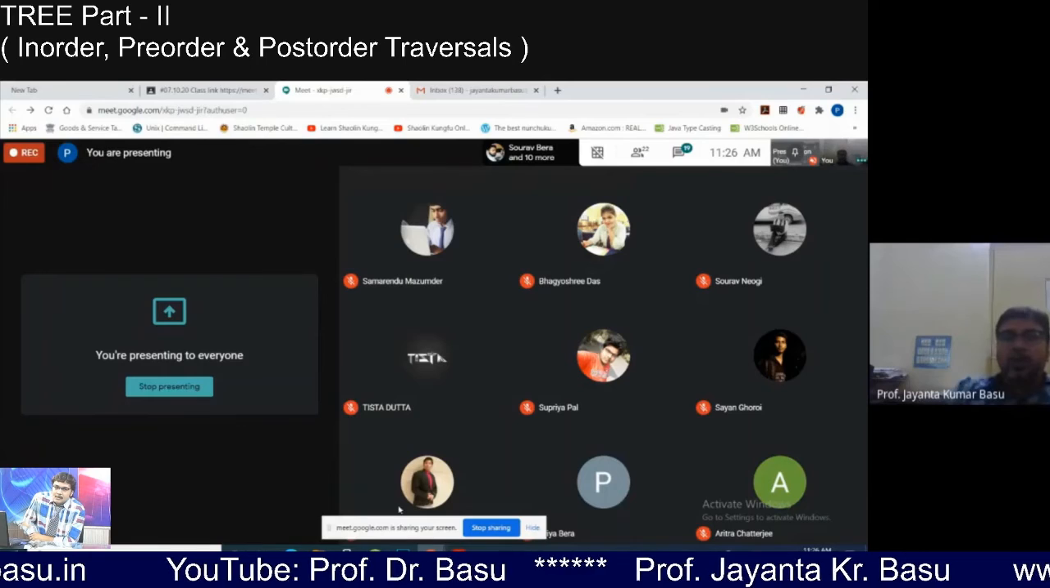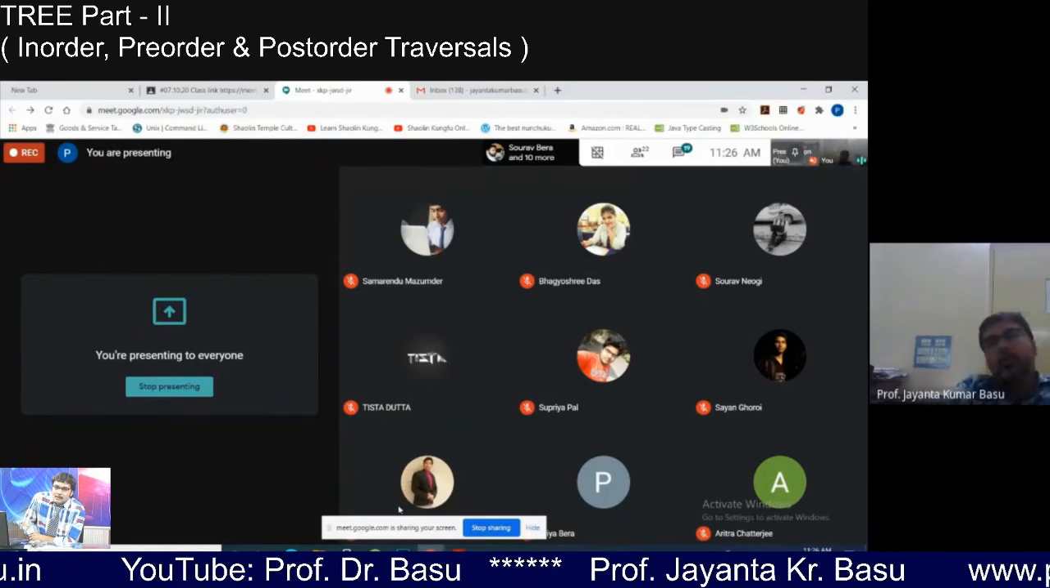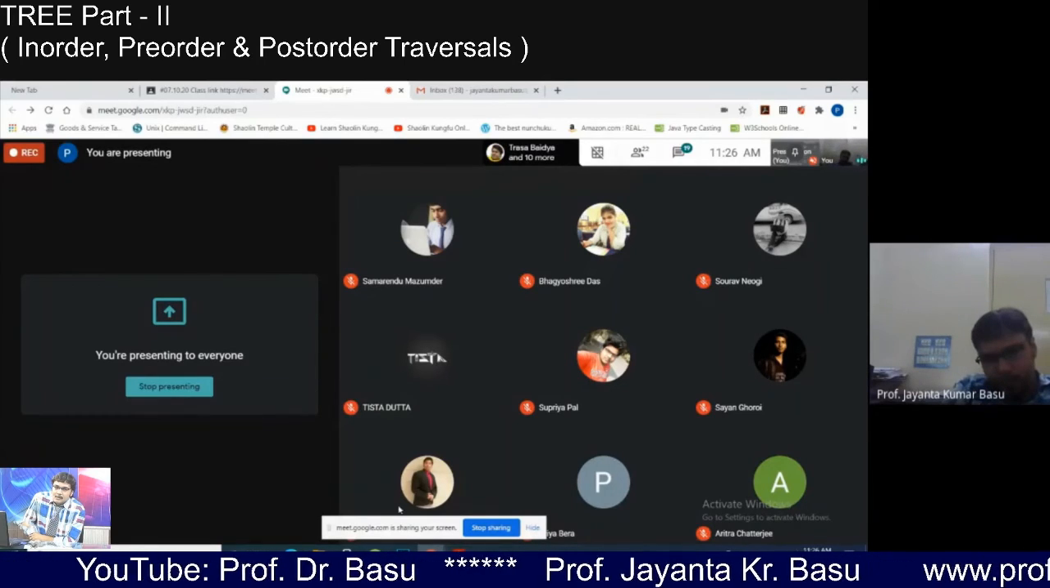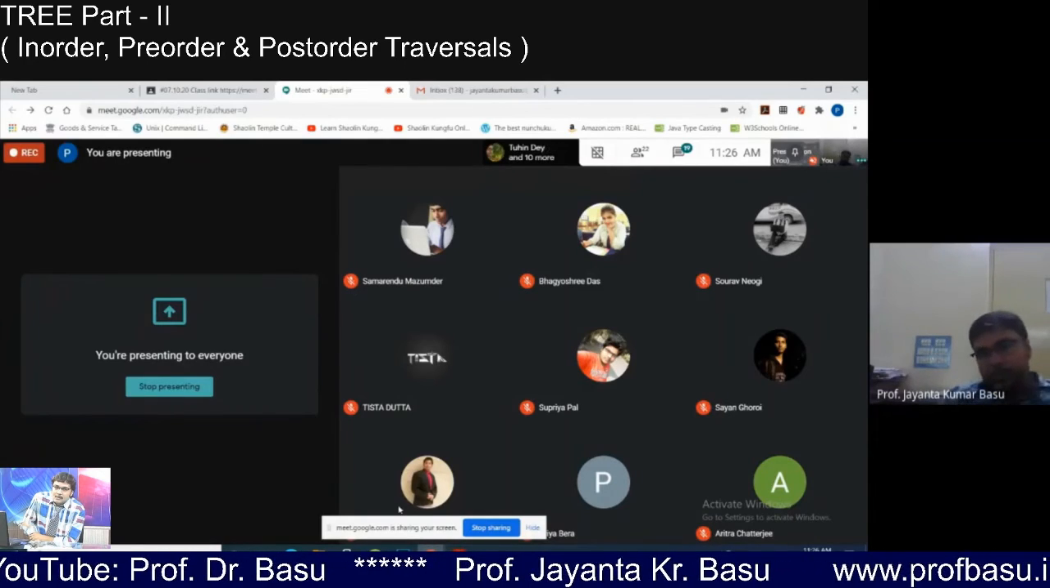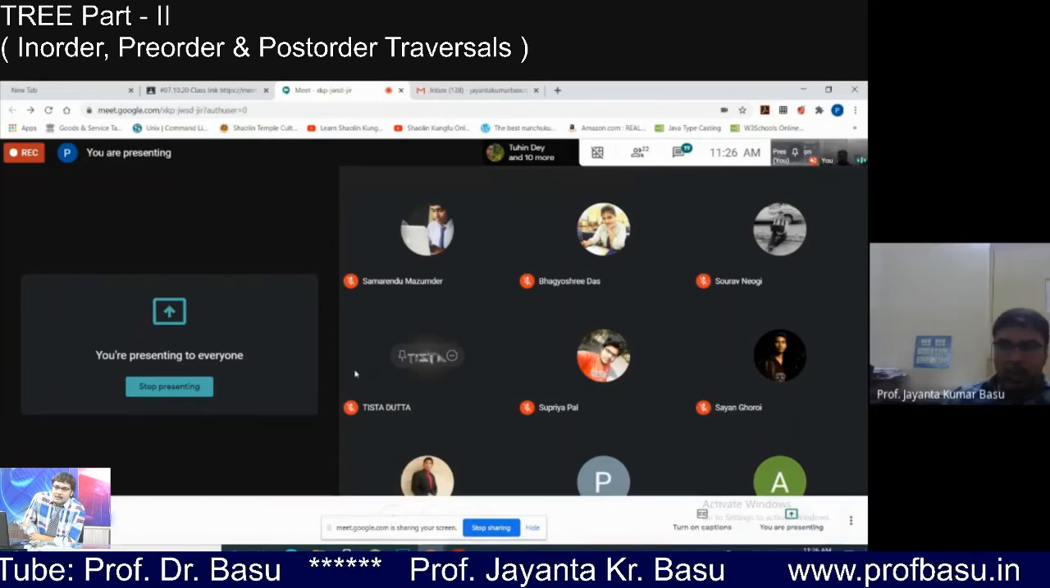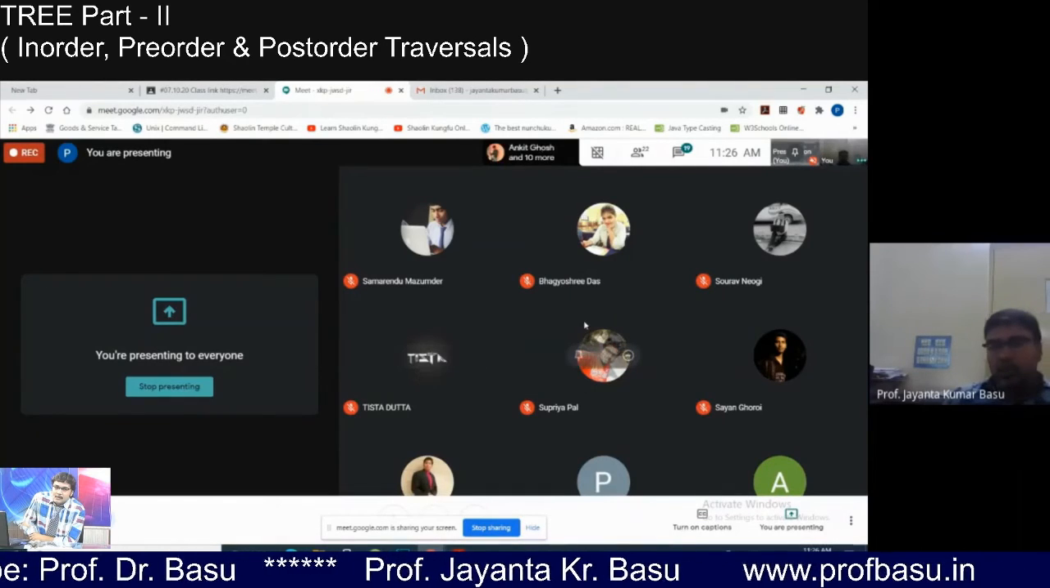I want you to write down the in order, preorder and postorder sequence. This comes here, and after this arrow, front; then after this arrow, rear. So if you don't understand this, I definitely am going to make you write this.